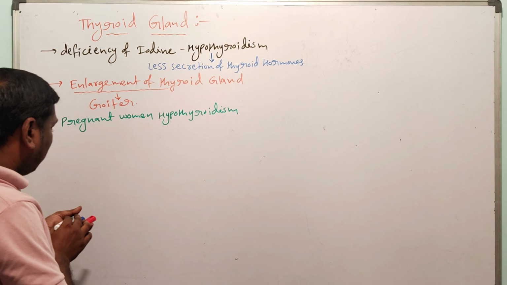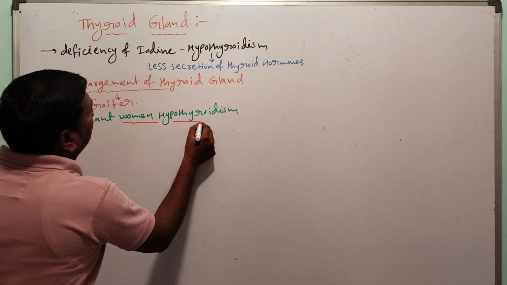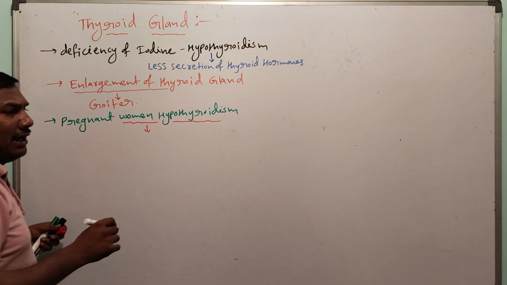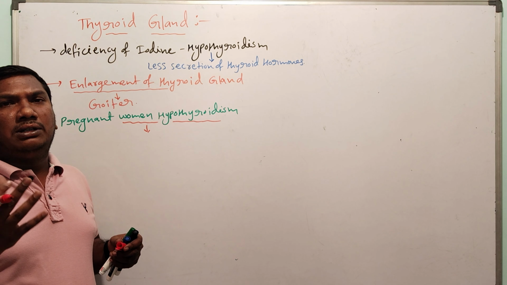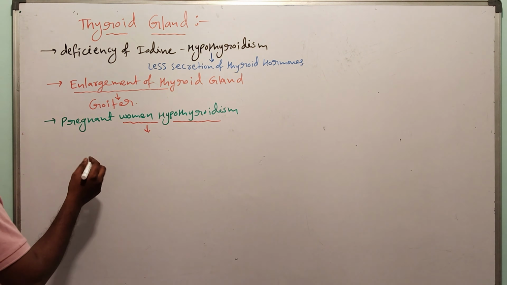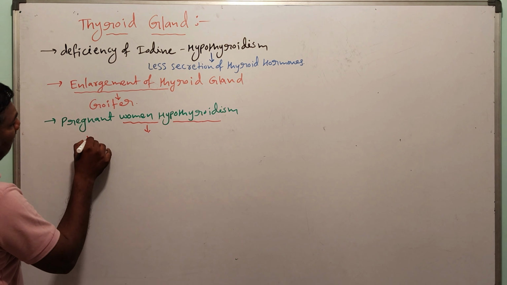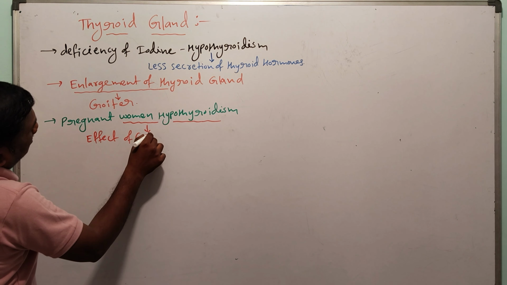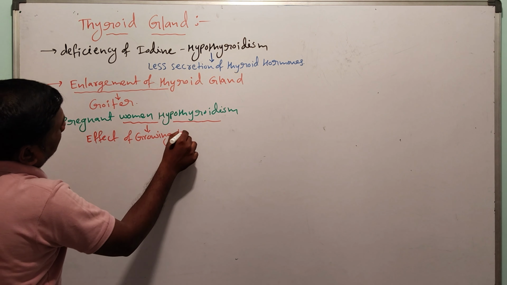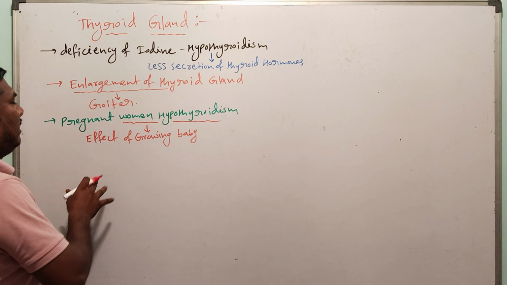So in pregnant women with hypothyroidism, the growing baby is affected inside the mother's uterus. These are the effects on the growing baby.